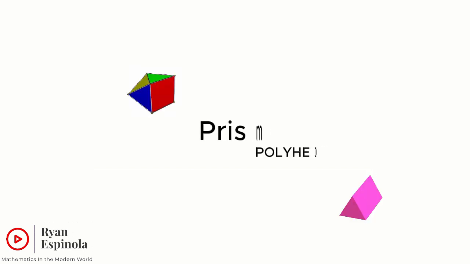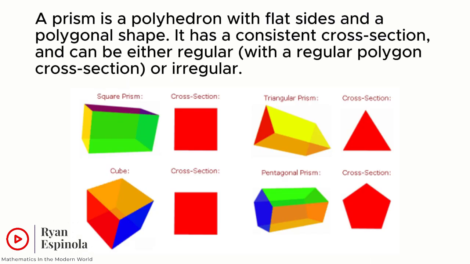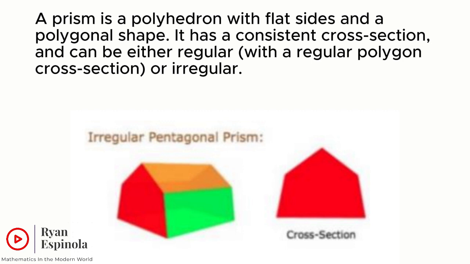A prism is a polyhedron whose sides are all flat. It has the same cross-section all along its length, and its shape is a polygon. All prisms are classified as either regular prisms, because the cross-section of each is a regular polygon, or irregular prisms, because the cross-section is an irregular polygon.